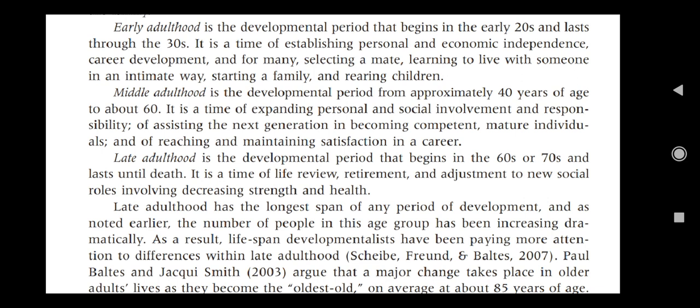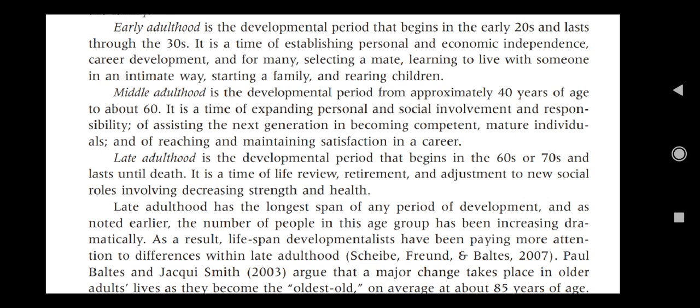And then bermulalah mencari career, pekerjaan, and for many selecting a mate. Dan kebanyakan usia 20 ke 30-an or early adulthood, you are selecting a mate, mencari-cari pasangan hidup, which later on will become your spouse, your husband and your wife. Learning to live with someone in intimate way. You akan mula hidup berkahwin. Intimate ni berkahwin. Kenapa? Bila you berkahwin, you akan memulakan keluarga you sendiri, keluarga kecil. Suami isteri dan seorang anak. Suami isteri dan 2 orang anak. Itu starting a family. And rearing children. So this age, this period, we call it early adulthood.